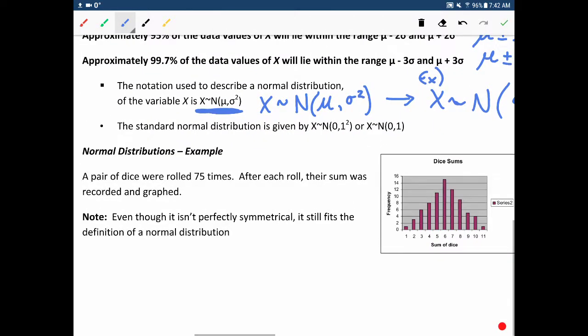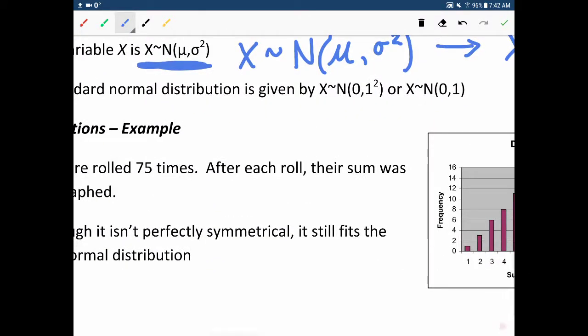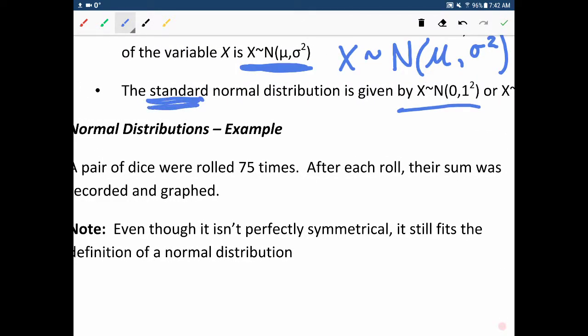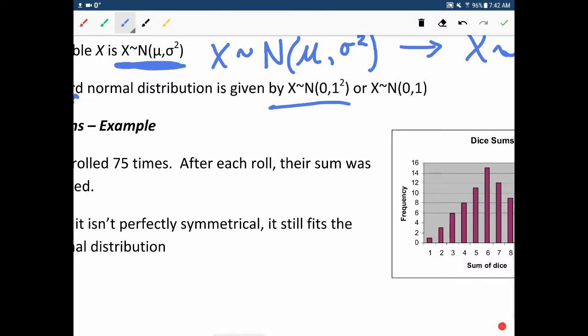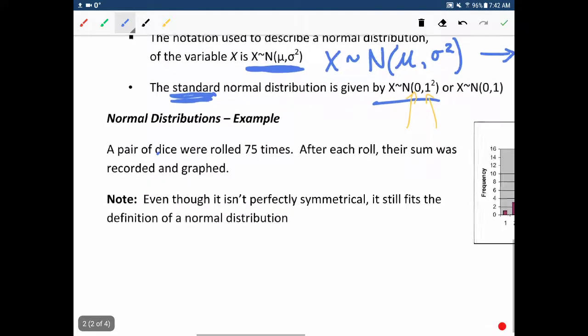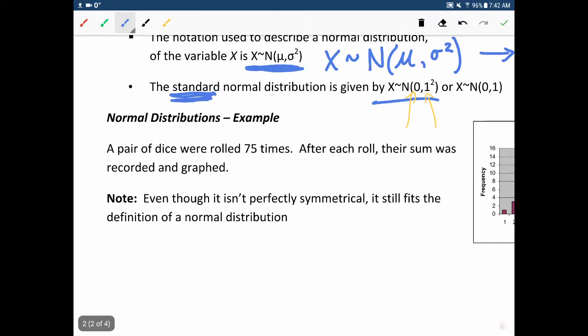The standard normal distribution is given by this. The key word here is standard. They're all normal distributions, but if you have the standard normal distribution, what's important is that you have a mean of 0 and a standard deviation of 1. That makes it the standard normal distribution. We'll get into that when we talk about z-scores, which I believe is your next lesson. We'll talk about how we can force data to fit the standard normal distribution, and then we can directly compare different data sets.